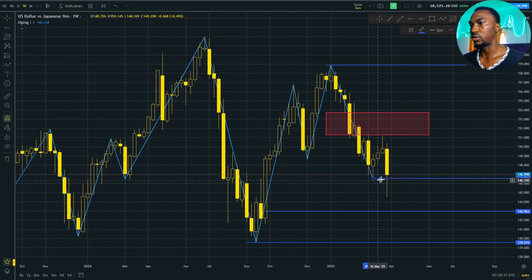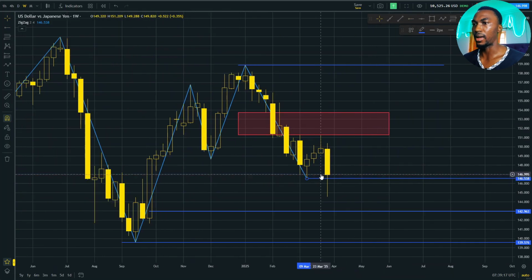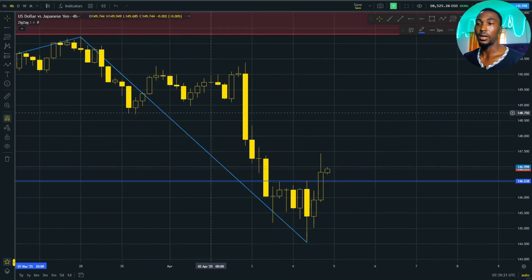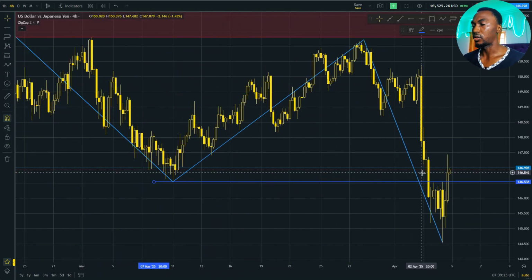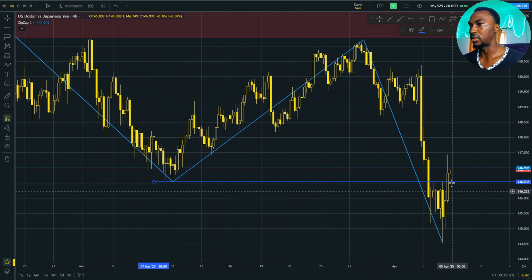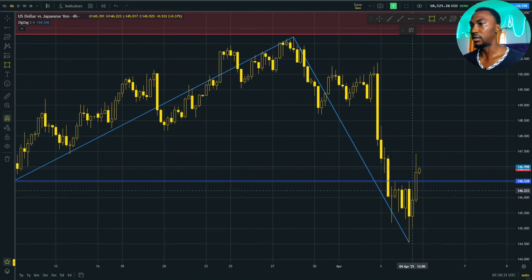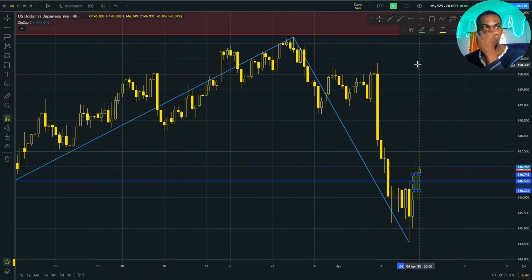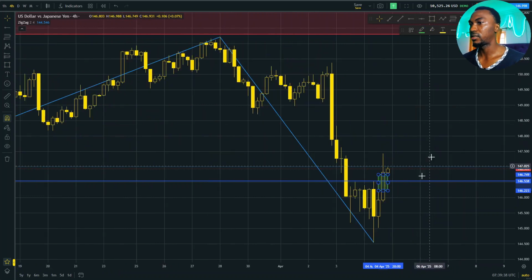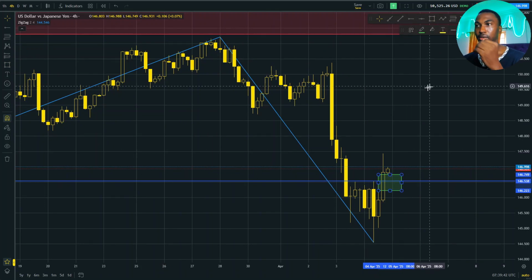Ooh, I'm seeing a strong reason to buy this again. Why? Because you can see this is what they call a liquidity run. So price went down, went beyond this point, and it's reversing. So it means right here is what I should be targeting, aiming for price to make a move. So what does it mean, right? What does it mean?